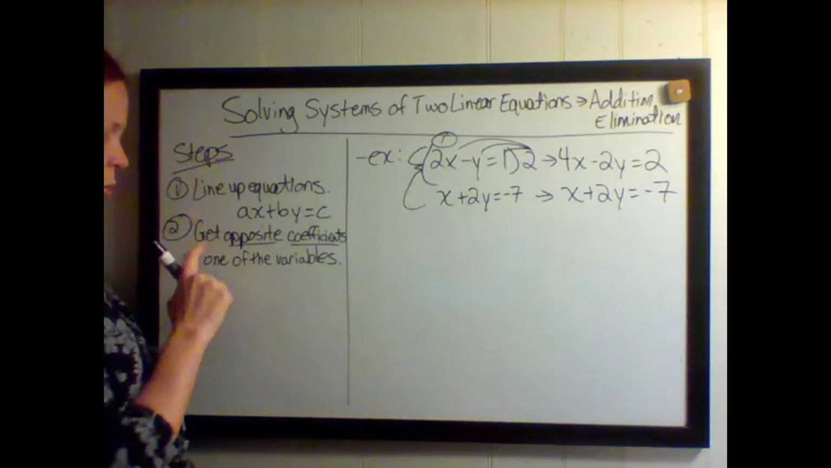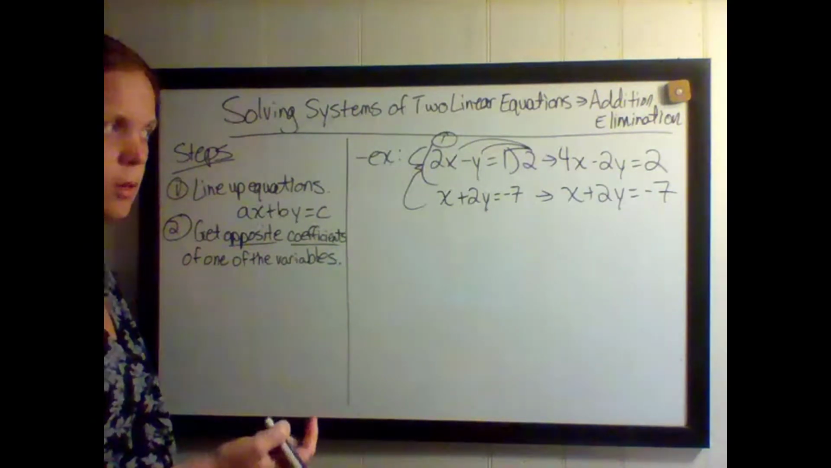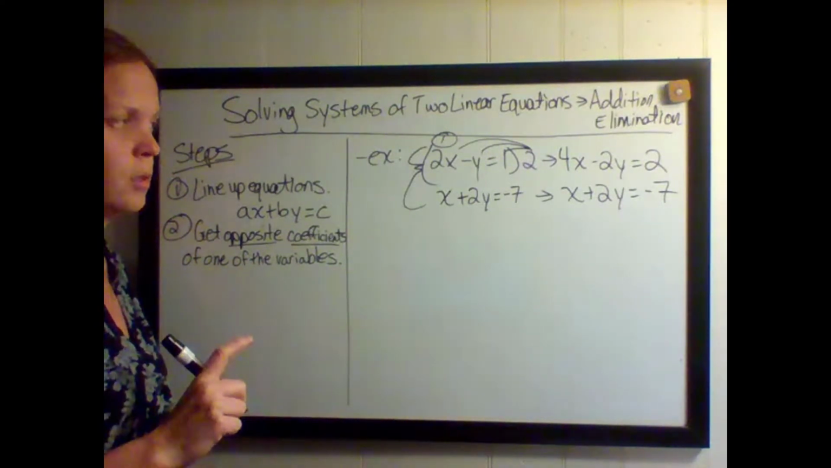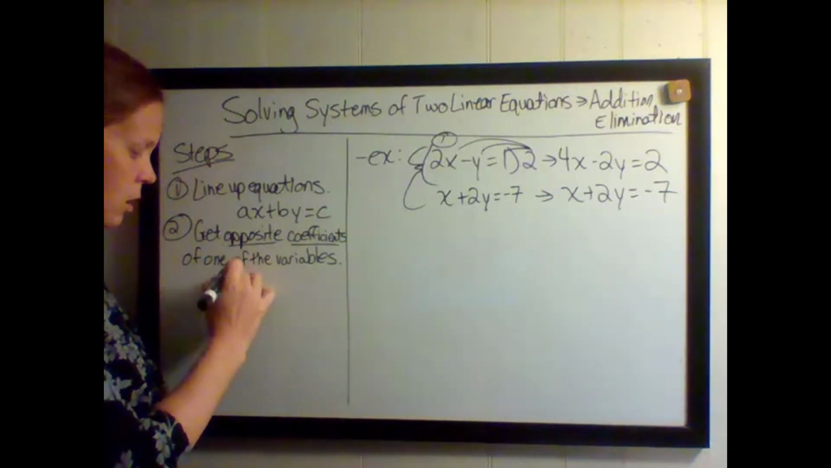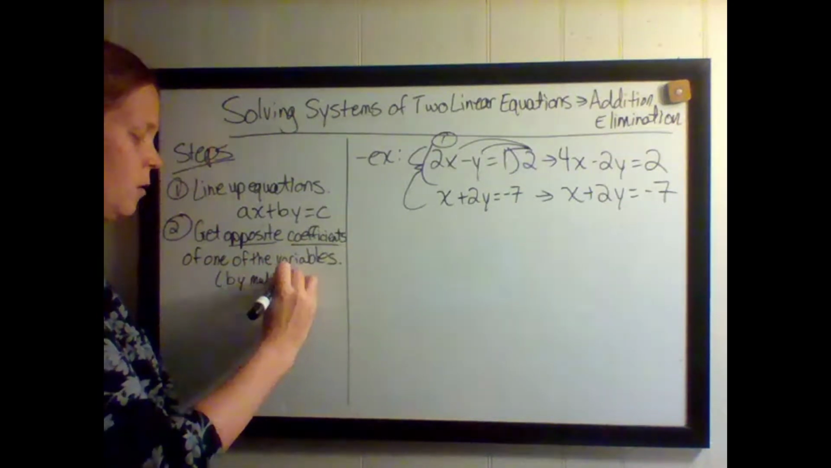So let's see if we did what we're supposed to do. We got opposite coefficients of one of the variables. So we did. We got opposite signs, same number for y. Maybe you put a little note next to this step 2. We're doing this by multiplying the equations.